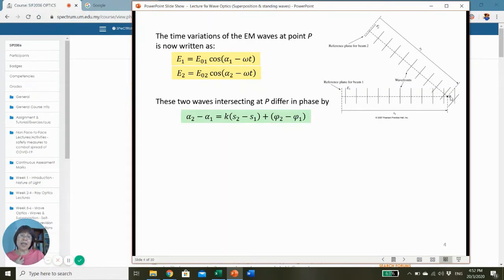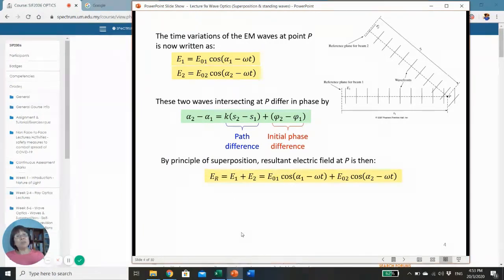These two waves, when they interact at P, will differ in phase, and the difference in phase will just be given by the difference alpha 2 minus alpha 1. And that's just ks2 plus psi2 minus ks1 minus psi1. When we group it into this form, this gives us the path difference, whereas the difference psi2 minus psi1 will give us the initial phase difference that is here.